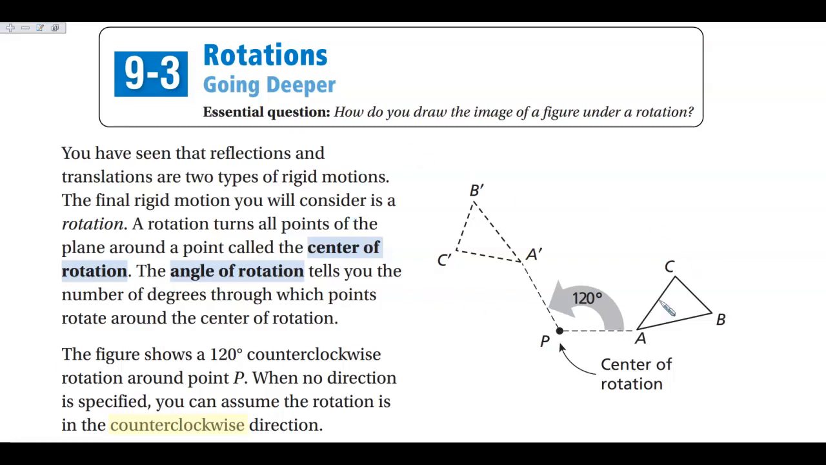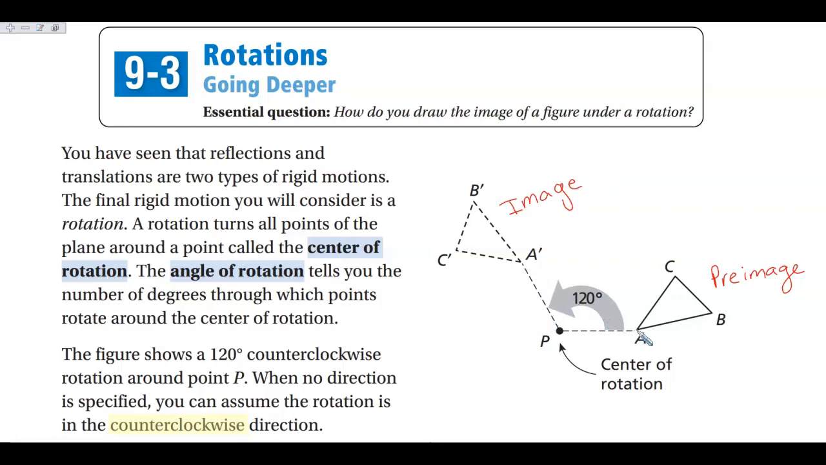If we look here at this example, I can tell that triangle ABC is my pre-image, and that triangle A prime, B prime, C prime is my image, because again, we have that prime notation, which lets me know that that is the changed figure. All right? So I am rotating triangle ABC about point P. So P is called my center of rotation. The angle of rotation is how far I'm going to rotate it. So I'm going to rotate this 120 degrees.